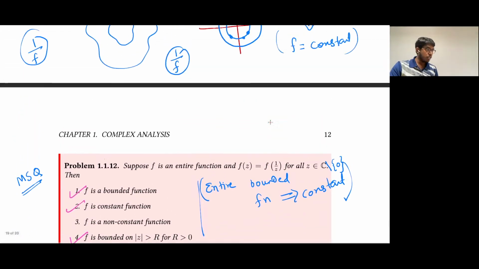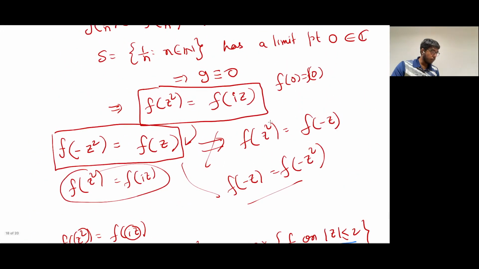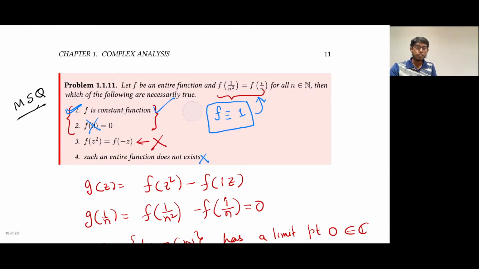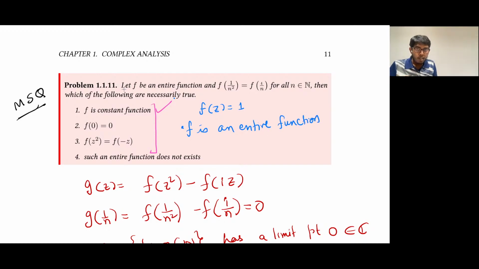Okay, so let's see. I guess Chinu had some doubt in problem 11, option 2. Okay, let's see. It says that we have already proved f is a constant function. It says that at 0, the value is 0. What I am taking is f of z equals 1. You take any constant function other than 0. So first thing, f is an entire function.